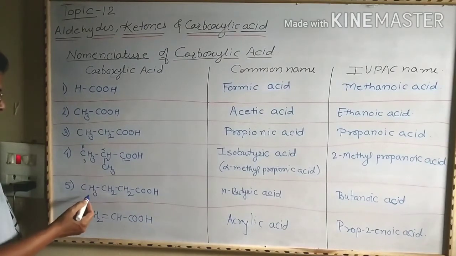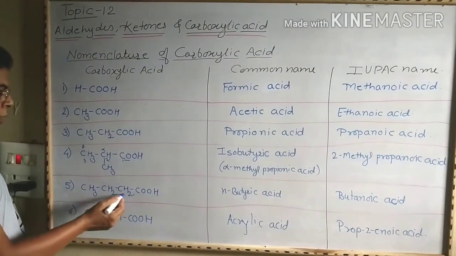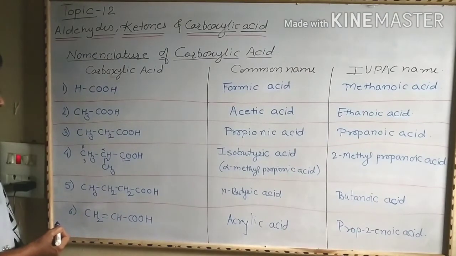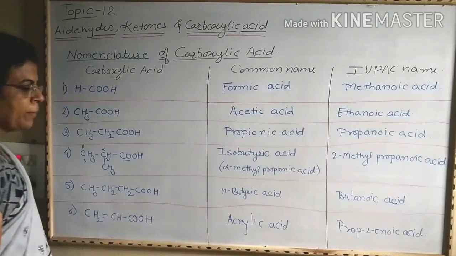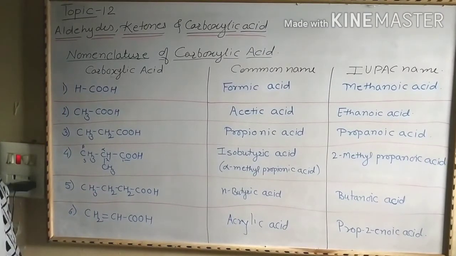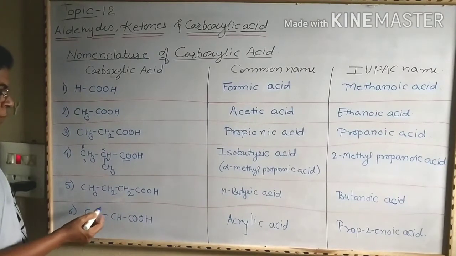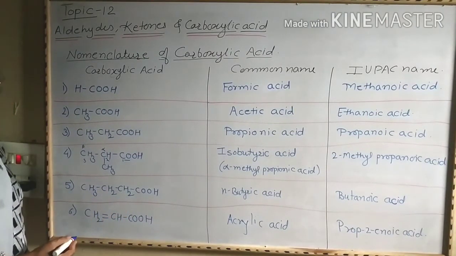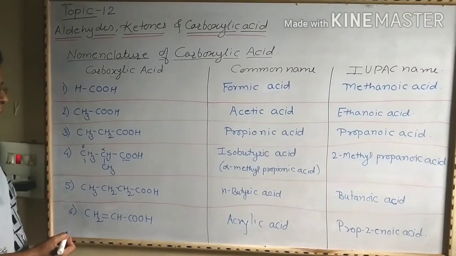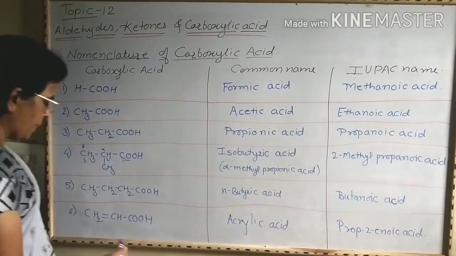Now 5 number, CH3, CH2, CH2, COOH. Now here all the carbon atoms are in straight chain. There are 4 carbon atoms, therefore it becomes N-butyric acid and N stands for straight chain. Now IUPAC nomenclature. Now here there are 4 carbon atoms, therefore parent alkane becomes butane and replace E from butane by OIC acid, then you get butanoic acid.